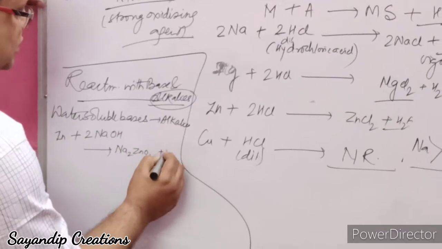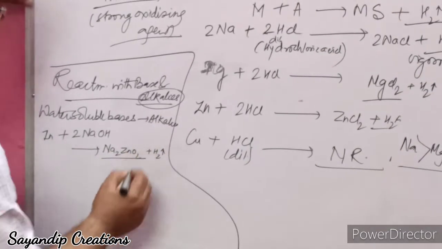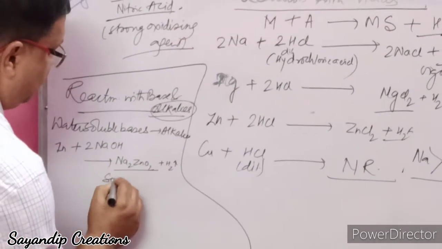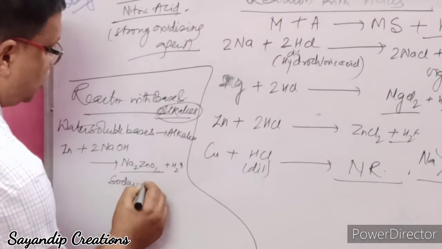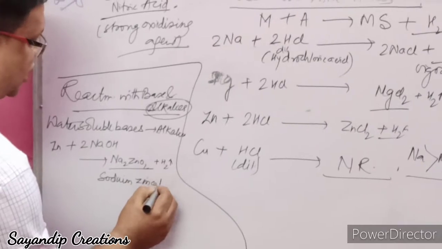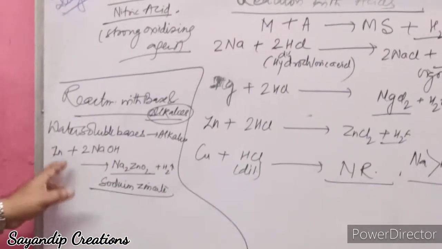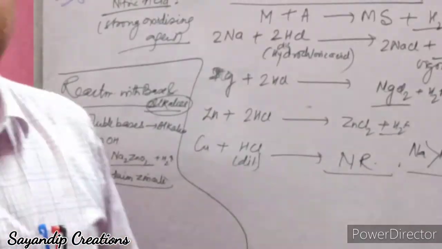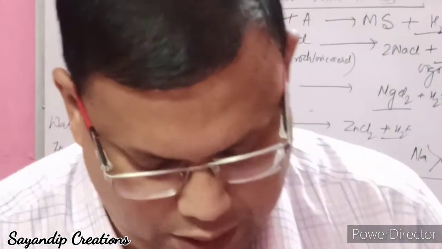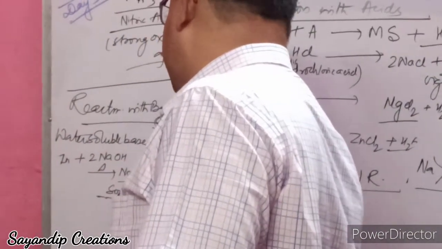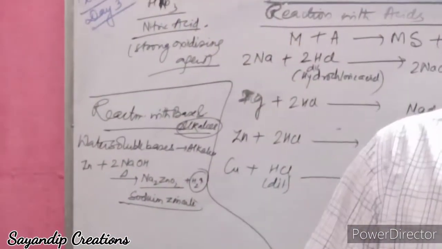Na2ZnO2 plus H2. So it will form a salt. And what is the name of this? Sodium zincate. It will form sodium zincate. Similarly, if it reacts with aluminum, it will form sodium aluminate. And this you have to heat, and it will give hydrogen gas.